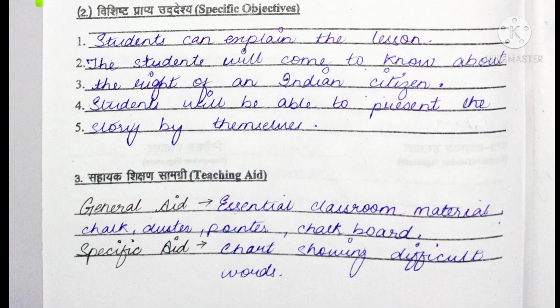Second point is of specific objectives. Here I have written 3 specific objectives. Then comes the most important part of any lesson plan. Those are the teaching aids. So as a teaching aid, I have made a demo teaching chart according to the theme of the chapter, which contains the difficult words. You can also include any other information if you wish.